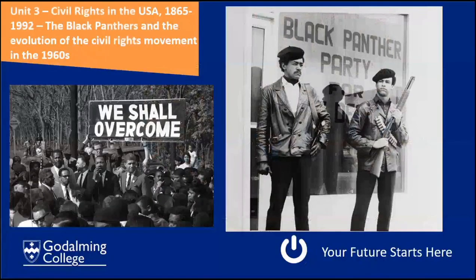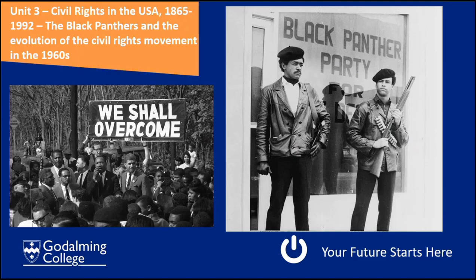Alongside that, you look at the civil rights movement from 1865 through to 1992. And one of the examples of the depth studies that you do look at is the Black Panthers movement, and the changing focus of the civil rights movement during the 1960s. After the initial successes of the campaigns by Martin Luther King and the groups which he worked with, which a lot of the successes were focusing on things such as legal and political equality.